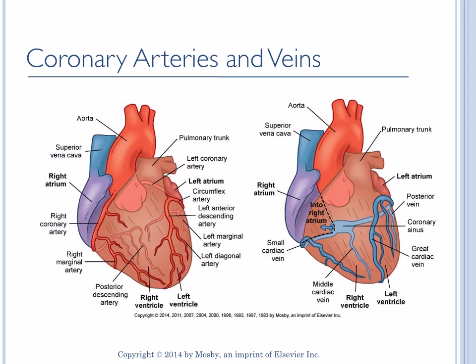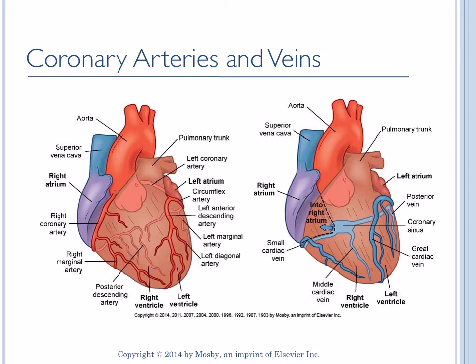The divisions of the coronary veins run parallel to the divisions of the coronary arteries. Most of the blood from the coronary system will drain through a structure called the coronary sinus, which is a very large channel, and which empties into the right atrium near the entrance to the inferior vena cava.